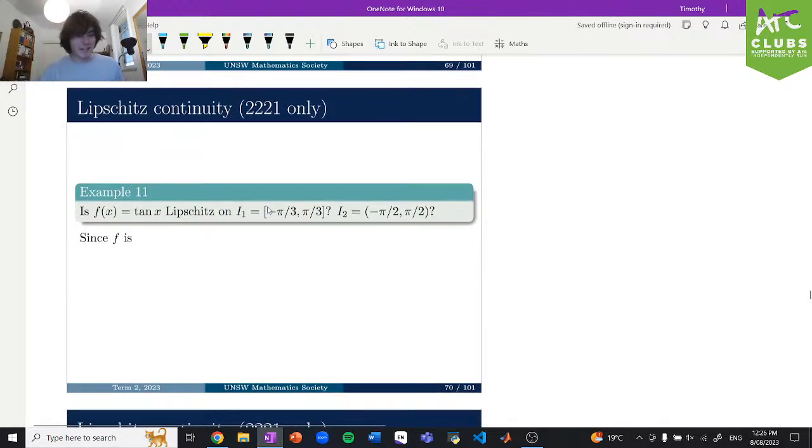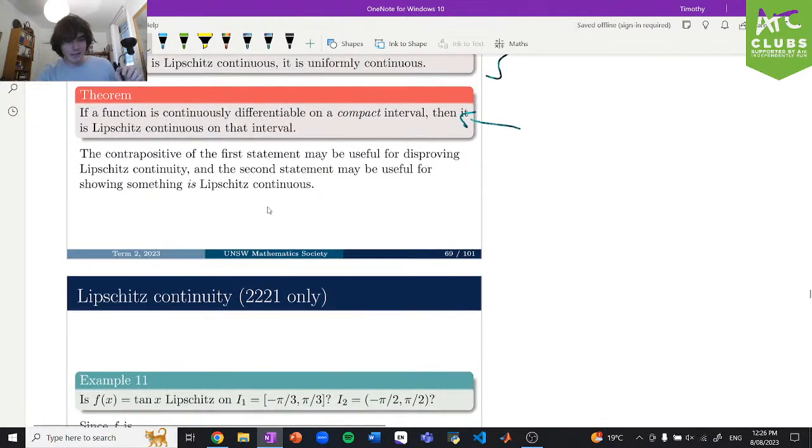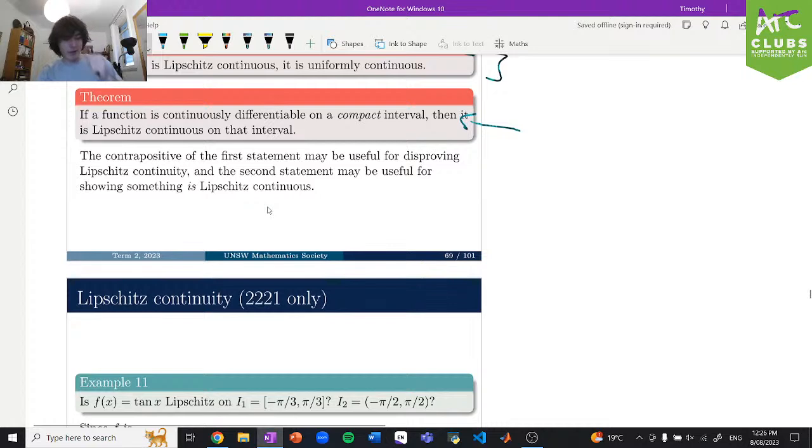Let me show you exactly what I mean. I might try to whip up both the theorems and the example at the same time. So our question is: is f of x equals 10x Lipschitz on I1, the region between minus pi on 3 and pi on 3, and I2, equal to minus pi on 2 to pi on 2?